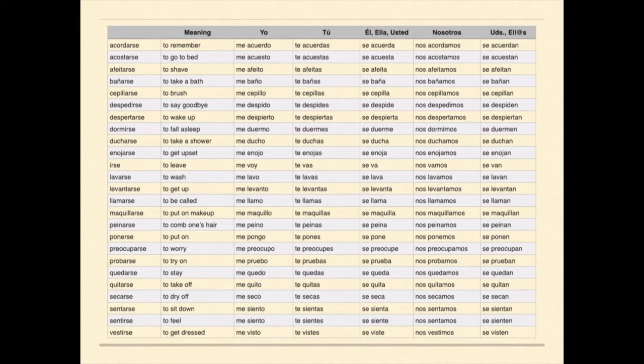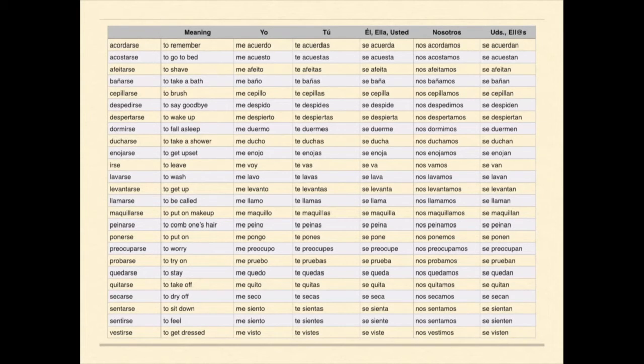With él, ella, and usted, the se is mandatory. Se acuerda. With nosotros, the nos is mandatory. Nos acordamos. And with the ustedes, ellos, and ellas form, we have se, once again, mandatory, se acuerdan. Alright, so the subject pronouns are in the top, in the gray. Yo, tú, él, ella, usted, nosotros, ustedes, ellos, and ellas. The gray portion, the subject pronouns are optional, again, to clarify or give added emphasis as to who we are referring to. The me, the te, the se, and the nos portion of these verb conjugations is mandatory and has to be used with them.